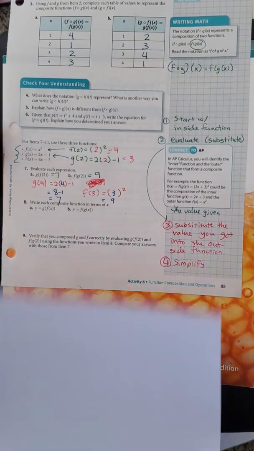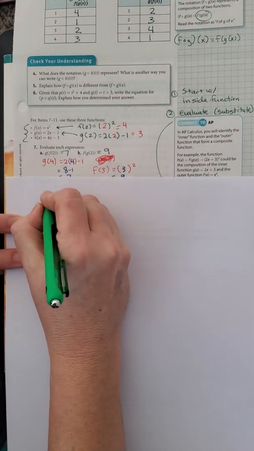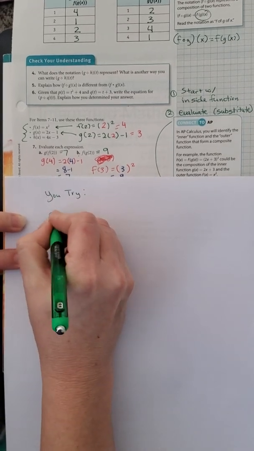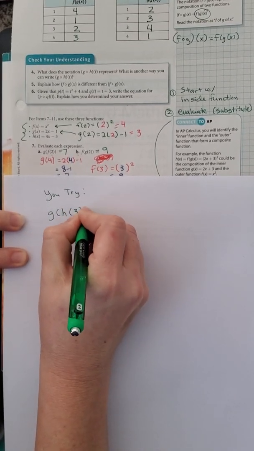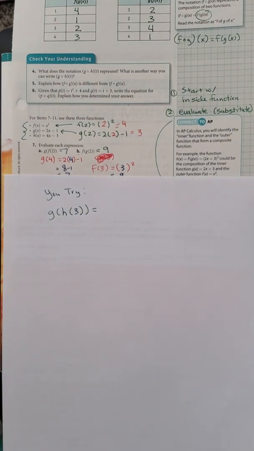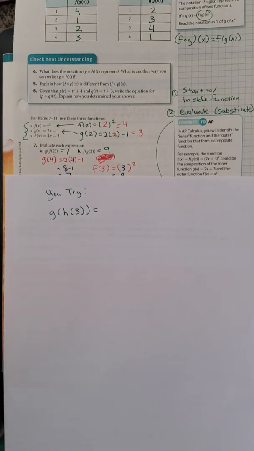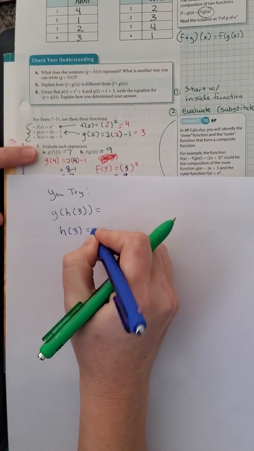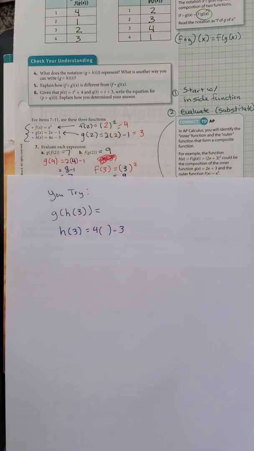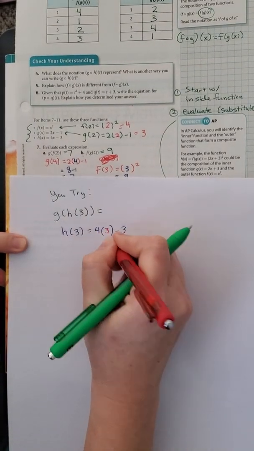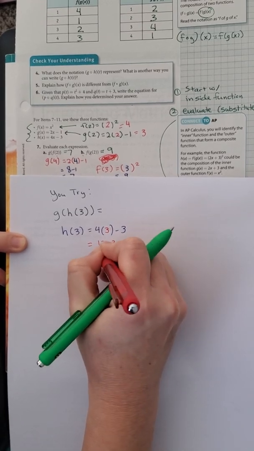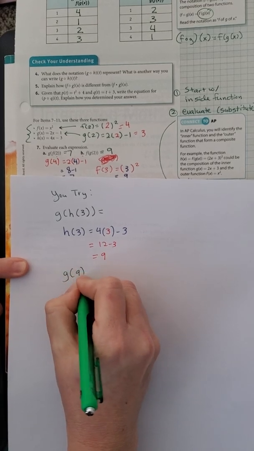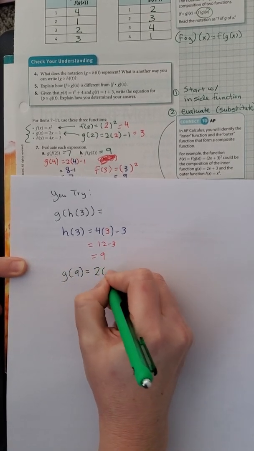Why don't you guys try this, using the same functions, g of h of 3. All right, go ahead and pause here and try it. See if you can get the same answer that I get. I'm going to go ahead and go through it. So I'm going to start with h of 3. H is 4x minus 3. I'm going to substitute in my value of 3. That would be 12 minus 3, which is 9. Now I'll take 9 and substitute it into g of 9. And g is 2x minus 1.